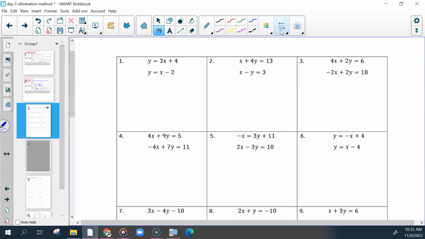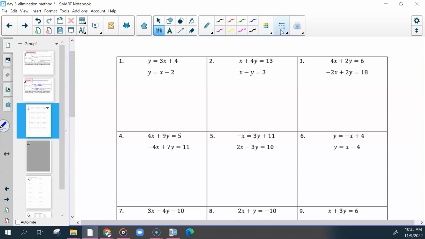So your first step is always to make sure everything is lined up. So when I say that, the y's line up on top of each other, the x's line up on top of each other, the equals lines up on top of each other, and the constant lines up on top of each other. If that is the case, that box is checked. You don't have to do anything. So that is the case for number 1.